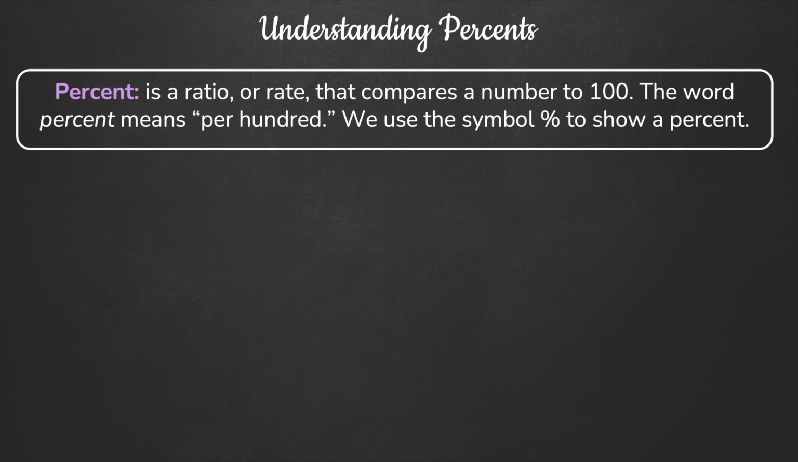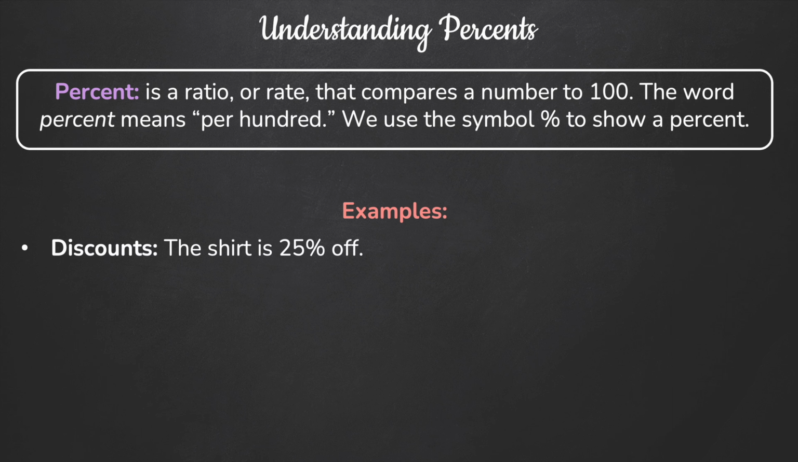So to get us started, let's go over what a percent is. A percent is a ratio or rate that compares a number to 100. The word percent means per 100. We use the symbol as shown to show a percent. So let's go over some real-world examples of percents.